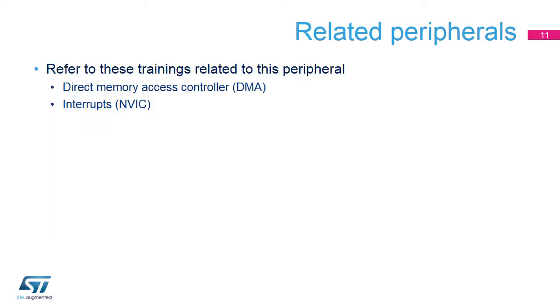This is a list of peripherals related to the DCMI module. Refer to DMA and NVIC trainings for more information about the DCMI channel and interrupt configuration, and to the GPIO chapter for setting up the alternate function pins used by the DCMI. Examples of configuration and use of camera interface are available in the STM32CubeMP1 package, available at www.st.com. For more details, please refer to the application note AN5020 about DCMI on STM32 devices.